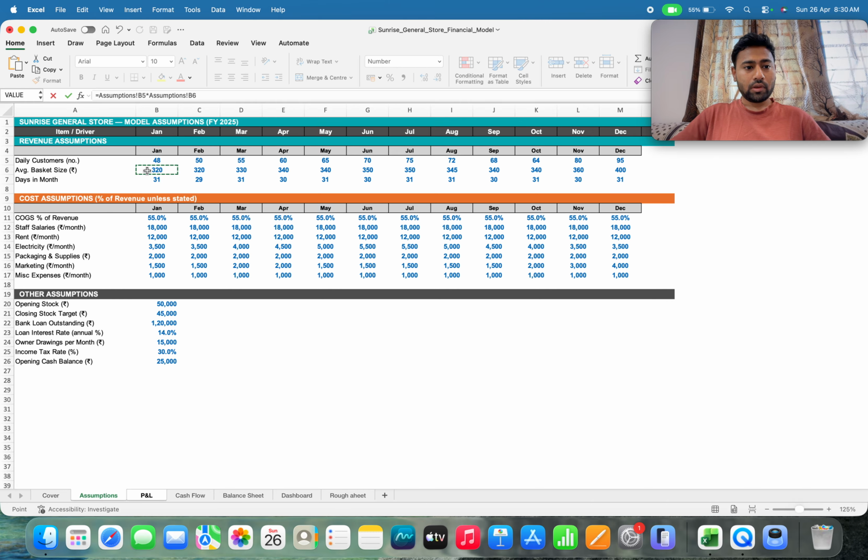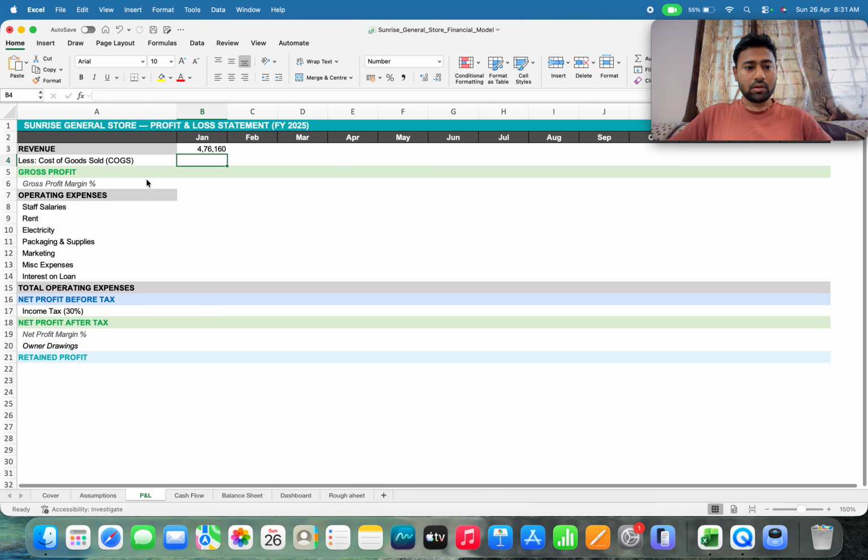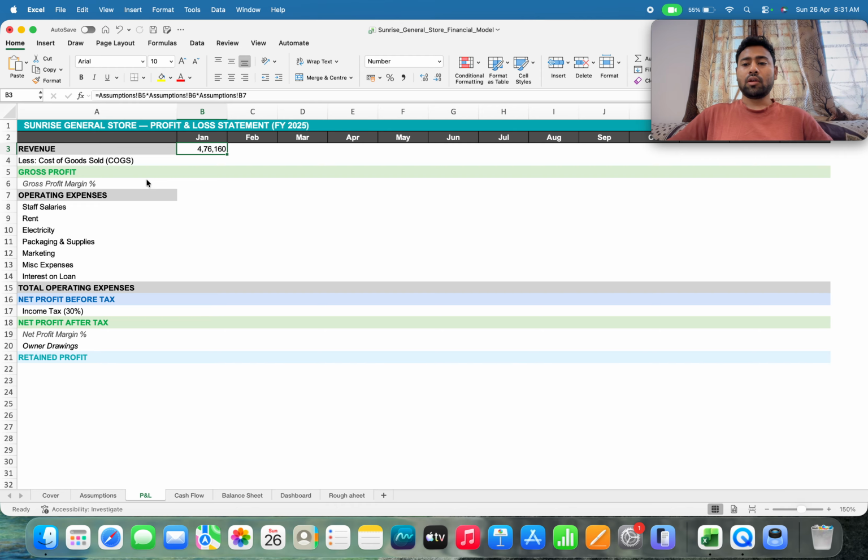into assumption basket. If we multiply these three numbers, the average basket size is 320 rupees, the daily customer is 48, and days in a month is 31, we will get the revenue of a whole month. Now we will press enter. See, we got the revenue. Now like this I will drag this amount from here to here.